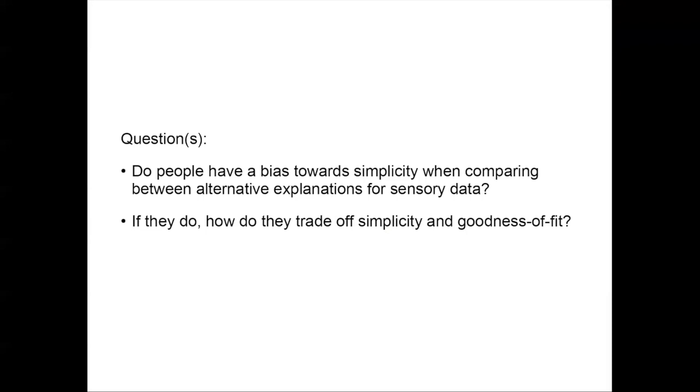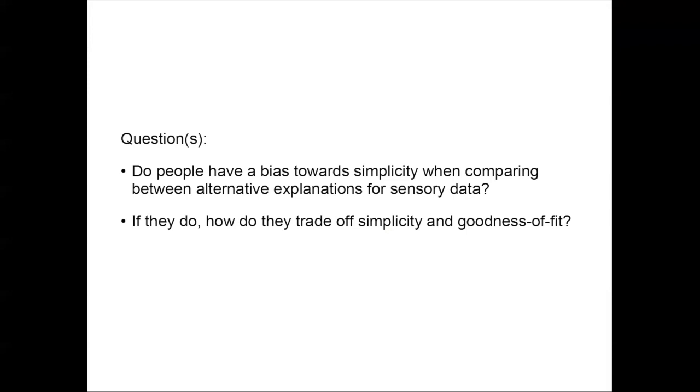So the main question, the first question, is: can we ask whether people have a bias towards simplicity when doing this operation, comparing between alternative explanations for some sensory data? And most importantly, if they do, can we go beyond just saying that they have a preference? Can we somehow characterize quantitatively the form of this bias? How does this bias work? What can we say quantitatively about it?